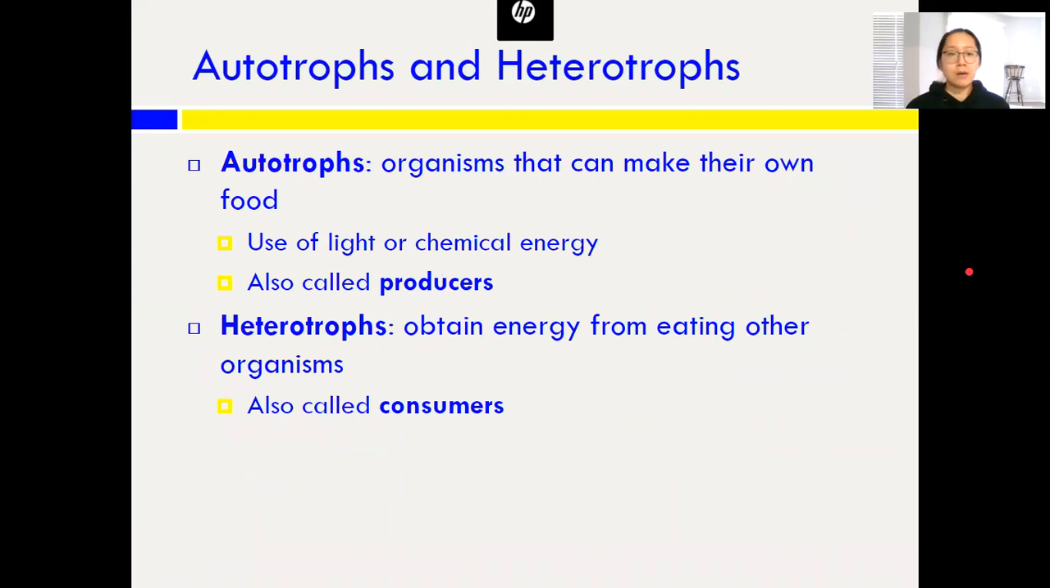So, like in the do now, autotrophs are organisms that can make their own food. They're going to use either light or chemical energy. Another word for them that we commonly use is producers. Heterotrophs, on the other hand, obtain energy from eating other organisms. The other term we use for them is consumers. We, for example, fall under the category of consumers, and a dandelion or a tree falls under the category of producers.